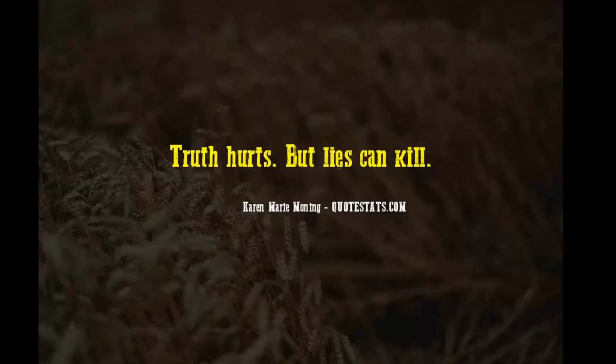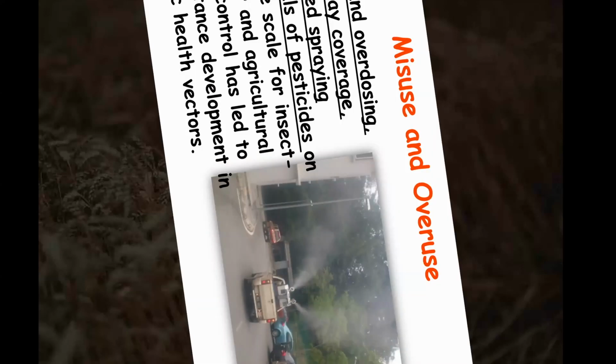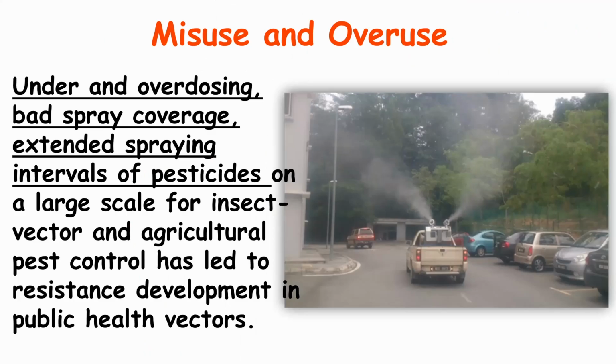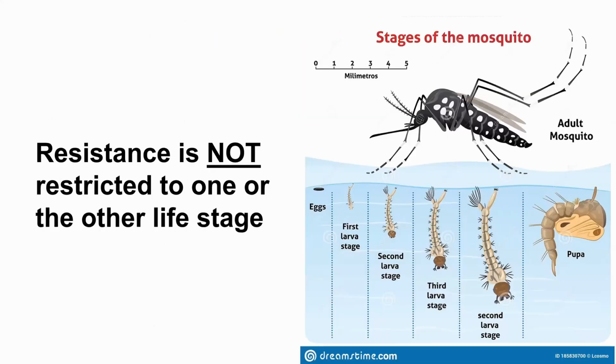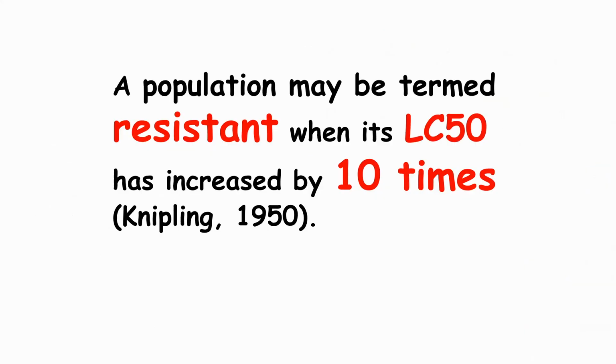Truth hurts, but lies can kill. So under and overdosing, bad spray coverage, extended spraying intervals of pesticides on a large scale of insect vector and agricultural pest control has led to resistance development in public health vectors. Resistance is not restricted to one or the other life stage. A population may become resistant when its LC50 has increased by 10 times.